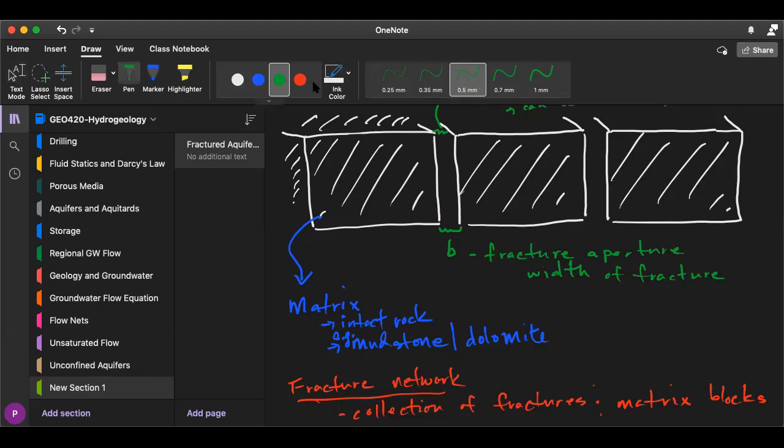And two other measurements that I'll highlight here. So the first, I'll call this S, and that's the fracture spacing. So for us, the most important characteristics will be, one, the fracture aperture, and two, the fracture spacing.